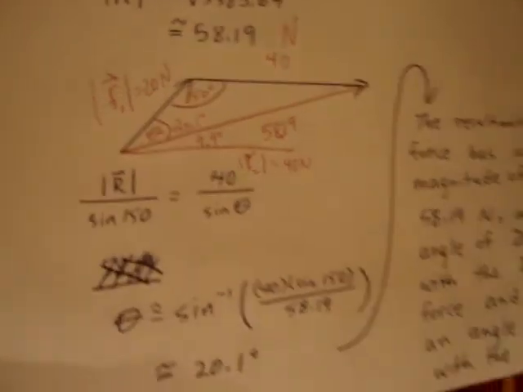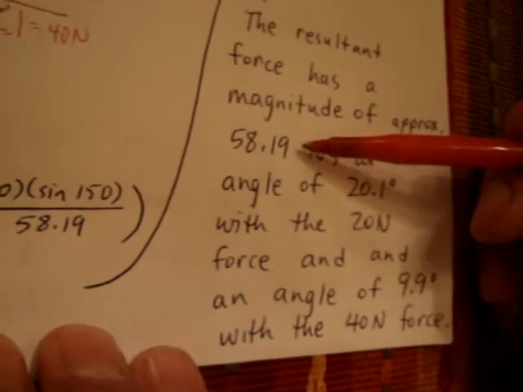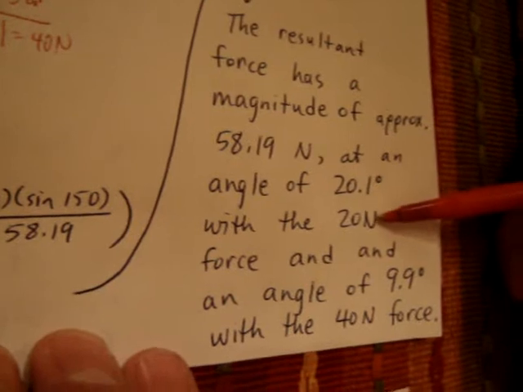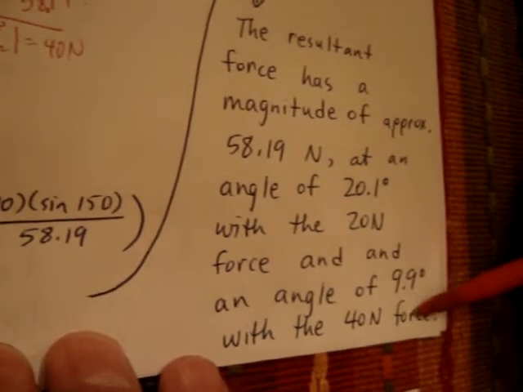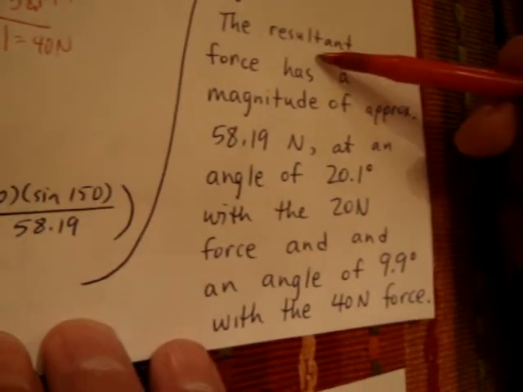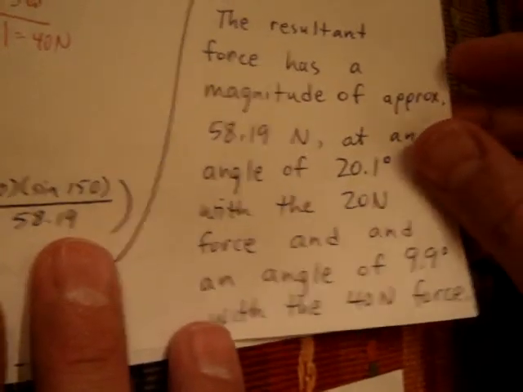So our final statement, written correctly, is the resultant force has a magnitude of approximately 58.19 newtons at an angle of 20.1 degrees with the 20 newton force and an angle of 9.9 degrees with the 40 newton force. And by expressing it this way, we've given the direction as best we can.